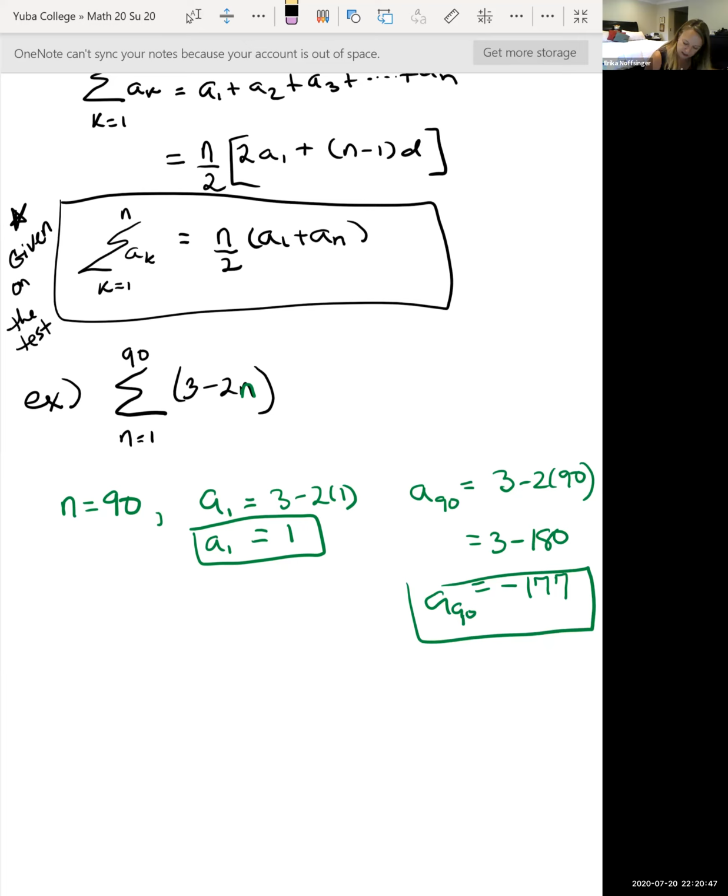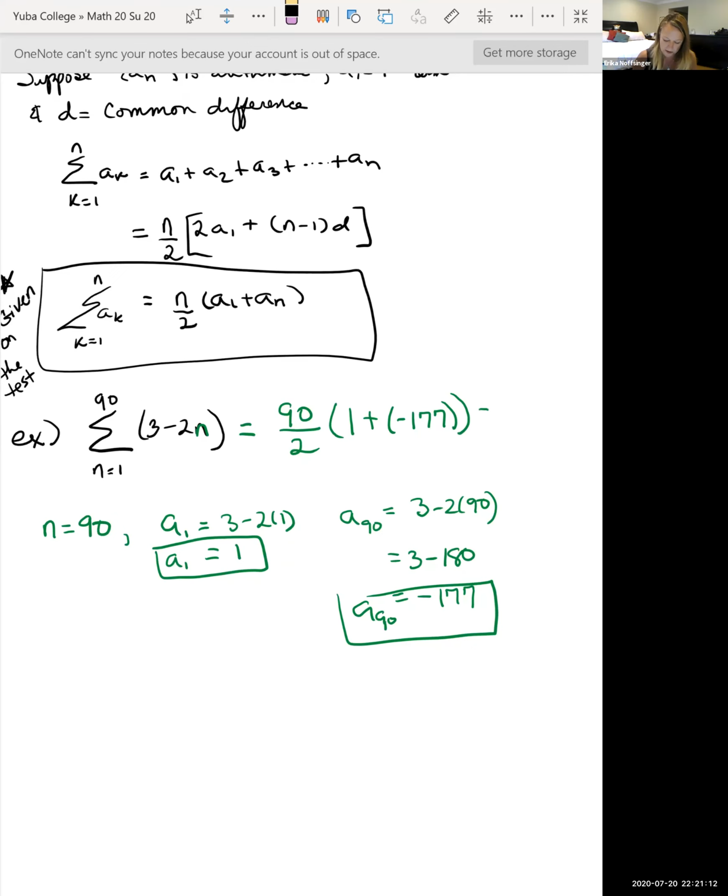So the summation here is equal to n, which is 90, all divided by 2, times a sub 1, which is 1, plus a sub 90, which is negative 177. So let's simplify it. 90 divided by 2 is 45, times 1 plus negative 177. So negative 177 plus 1, that's negative 176. So times 45.